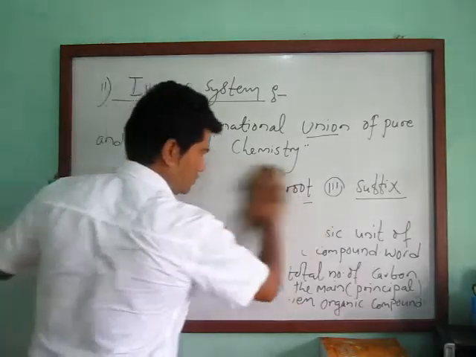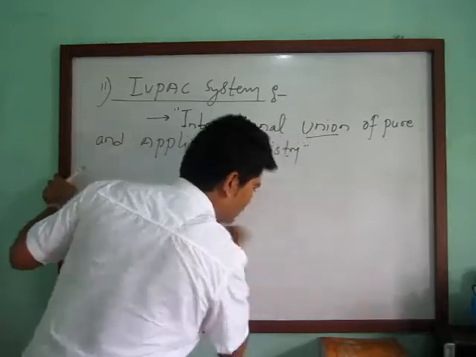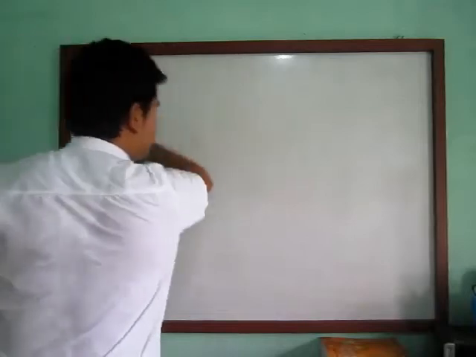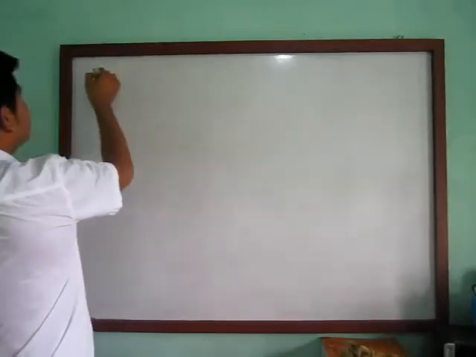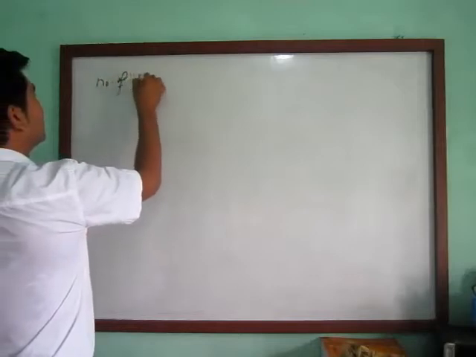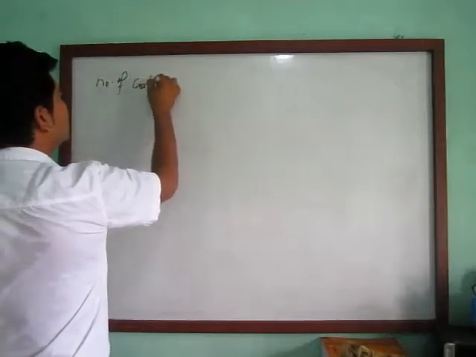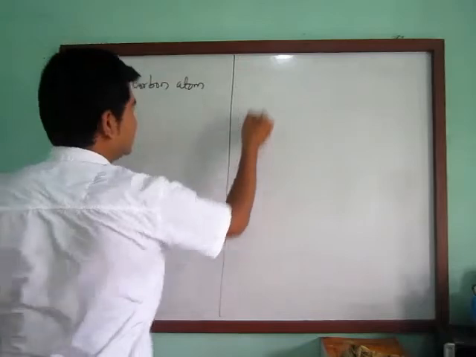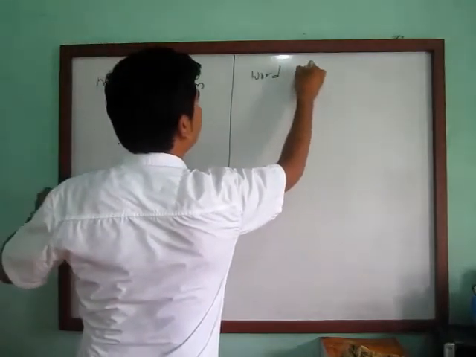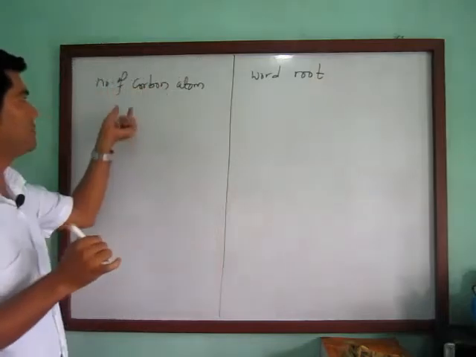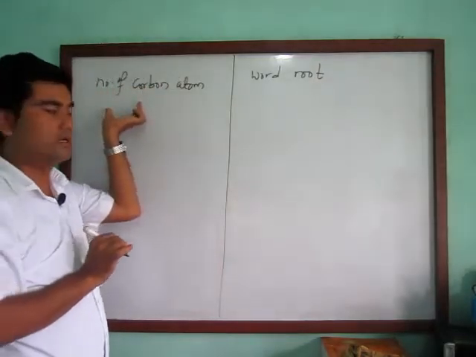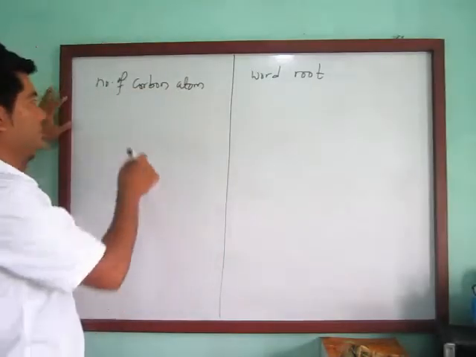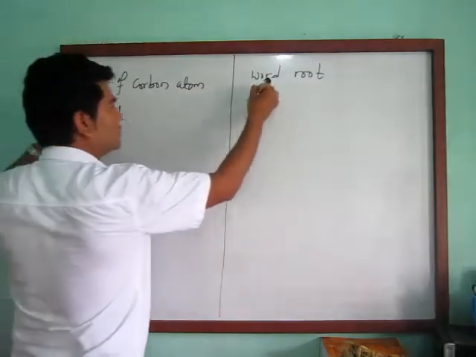So to know the word roots, you can draw another table here. Write here number of carbon atoms, and here word root, the number of carbon atoms present in that organic compound, and similarly the word root that we should use. For C1 we should use meth.